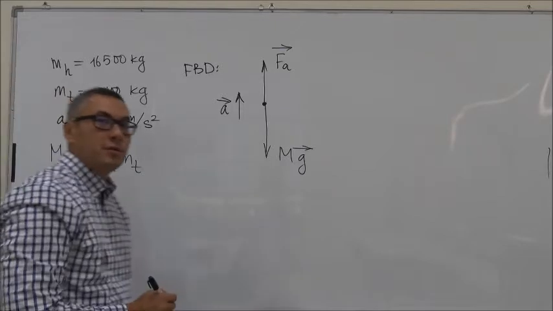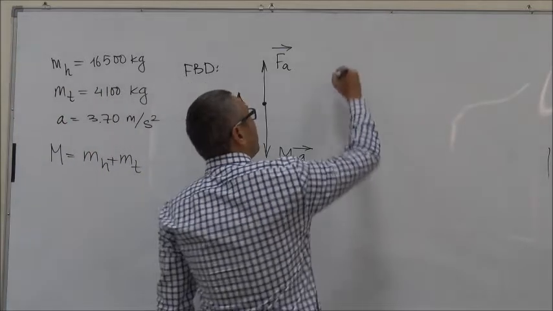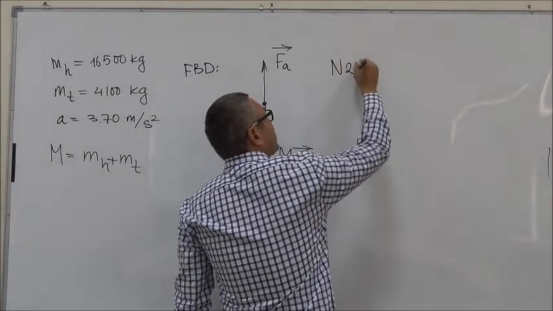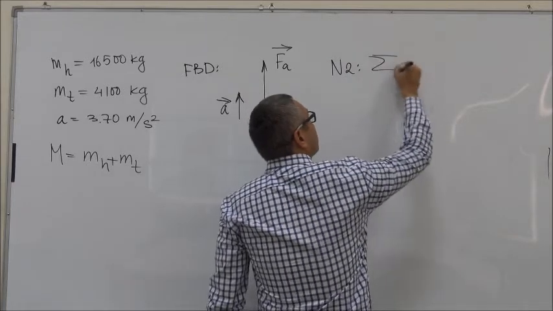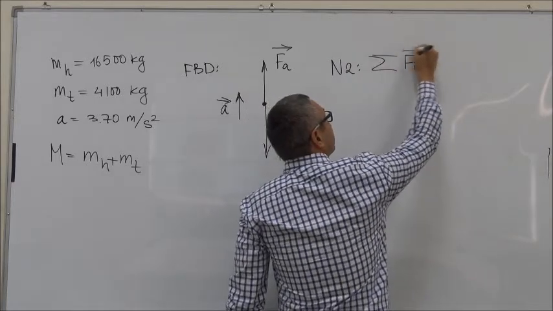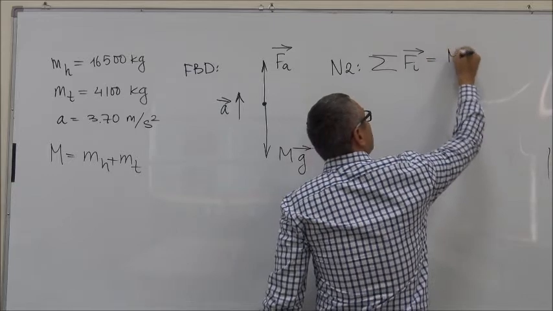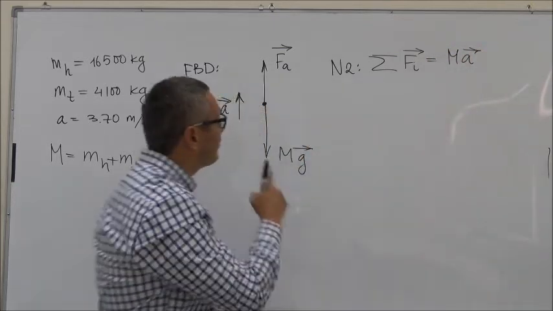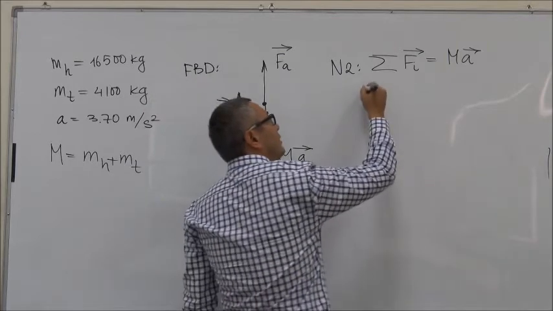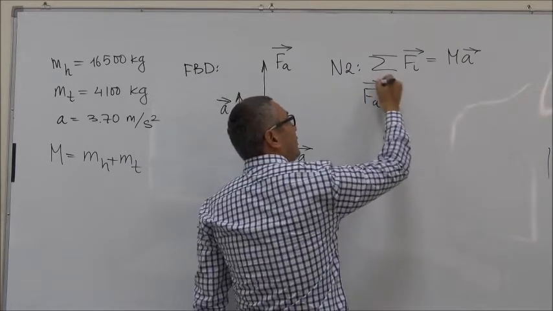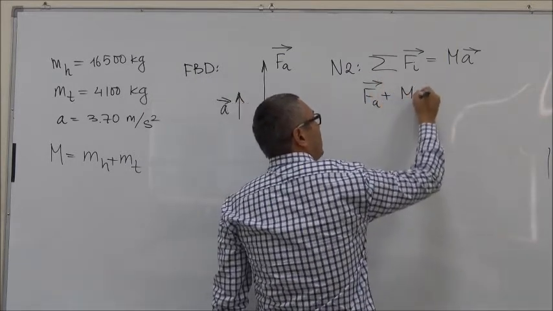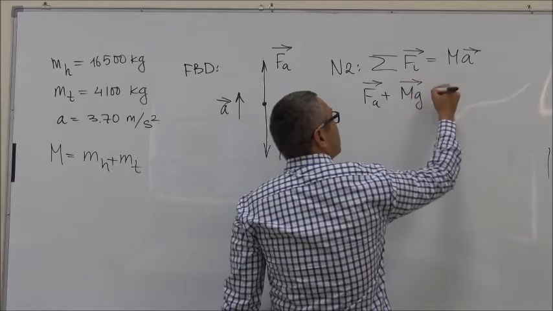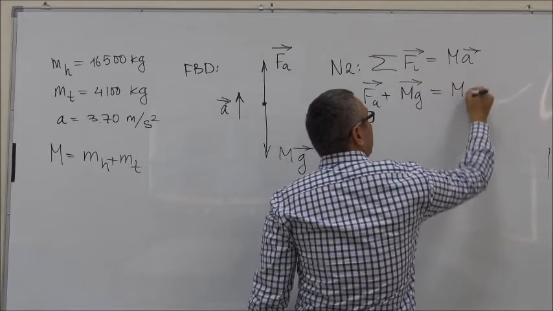So now we are ready to write Newton's second law. Newton's second law states that the sum of all forces is equal to the mass times acceleration. So in our case, we only have two forces. So the force of the air plus the gravity force equals ma.